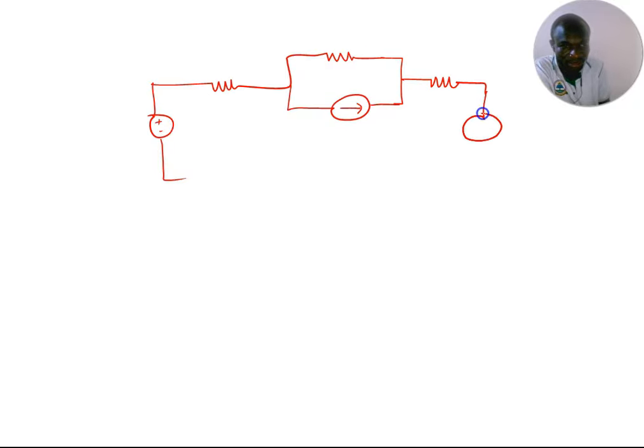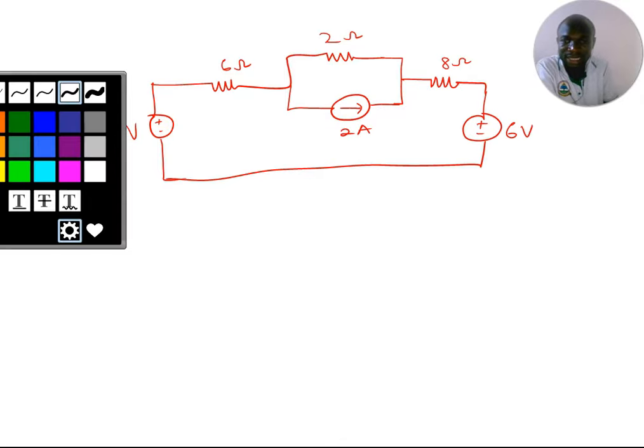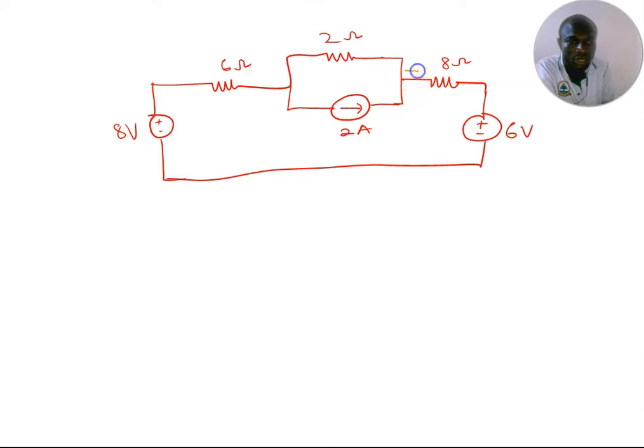This is a very simple question that you can ever get in your multiple choice questions. So we have 6 volts here, we have 8 ohms here, we have 2 ohms here, then we have 2 amps, right? Then we also have 6 ohms, we also have 8 volts, right? And the question is asking us to find the current flowing through the 8 ohm resistor, I. So the question is asking us to find I.